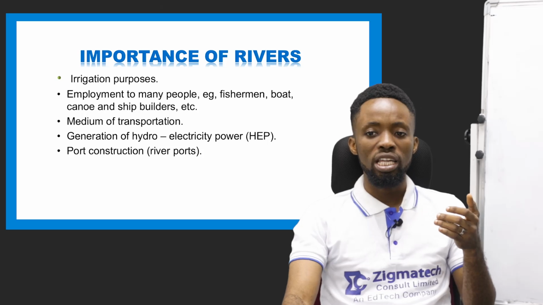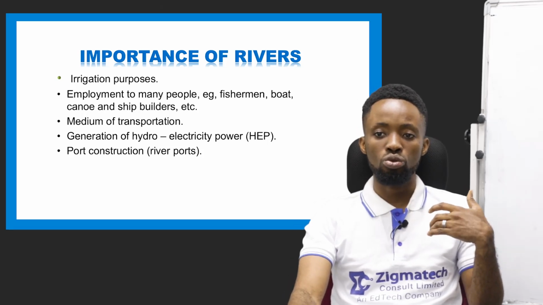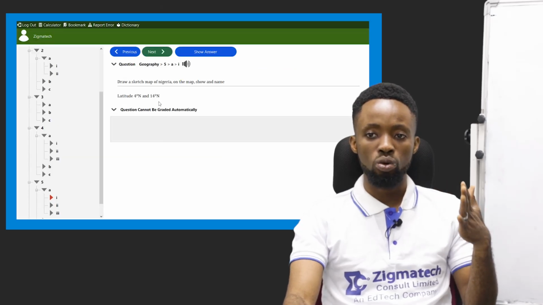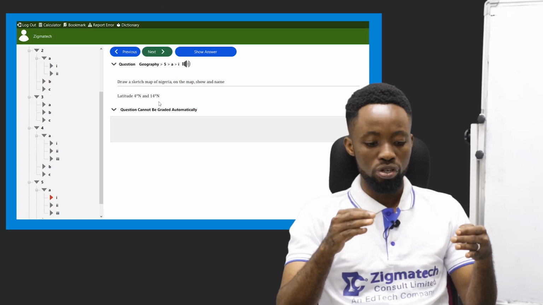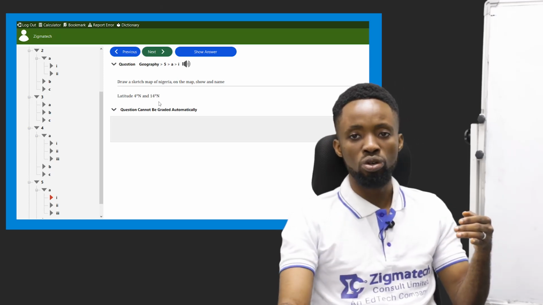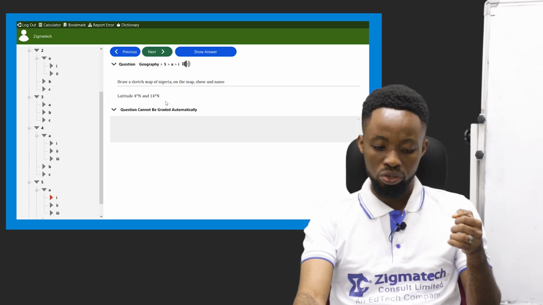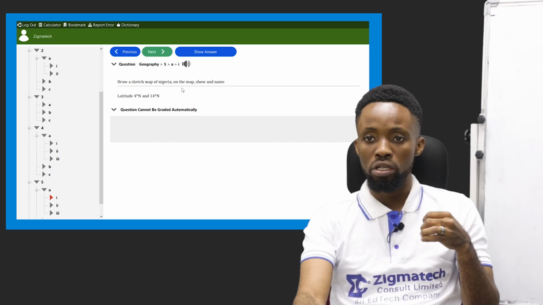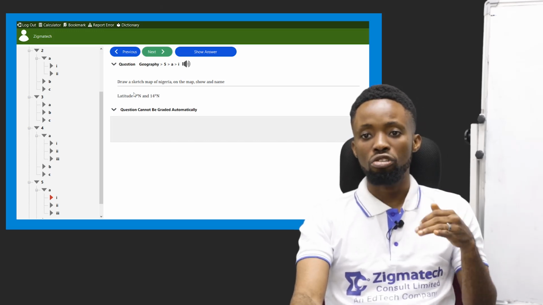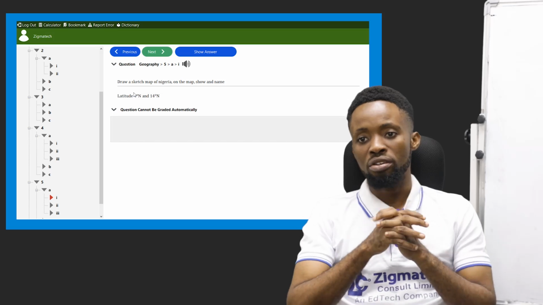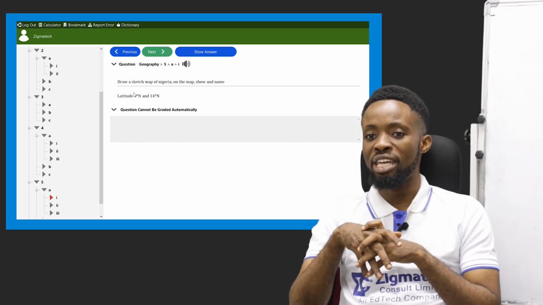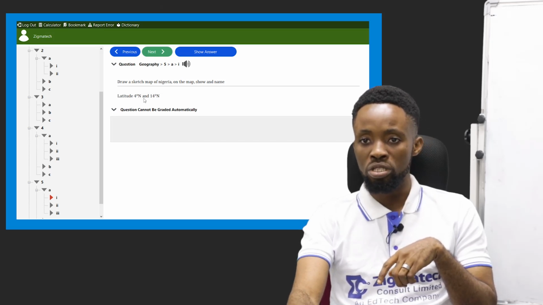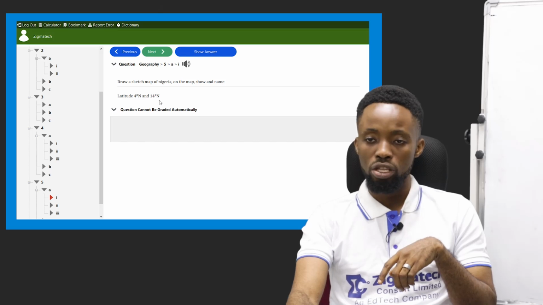So quickly, let's go over to the exam guide, and let's pick up a question to solve with reference to this topic. So we go to 2021, question number 5 in the theory. Now the question says, draw a sketch map of Nigeria, and on the map show and name. The first thing we are to name is latitude 4 degrees north and 14 degrees north.